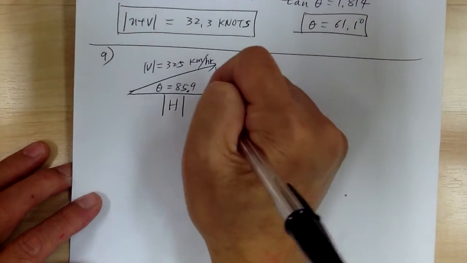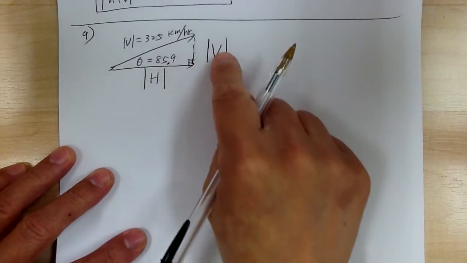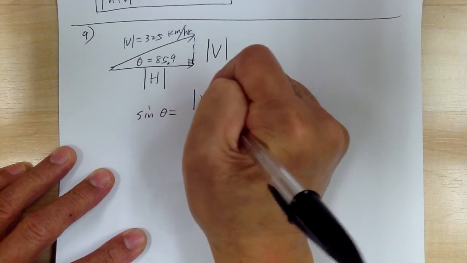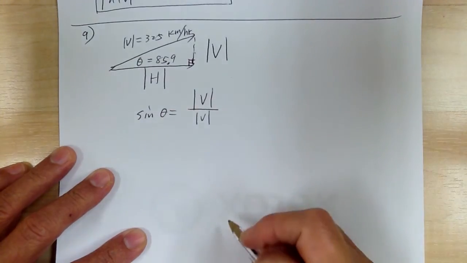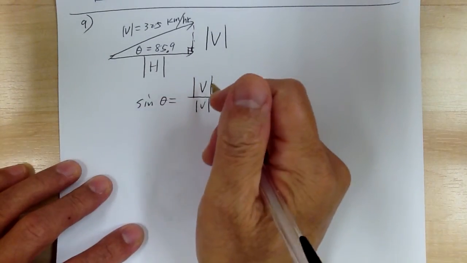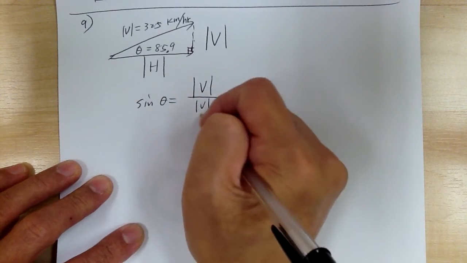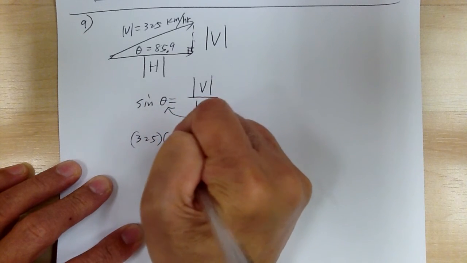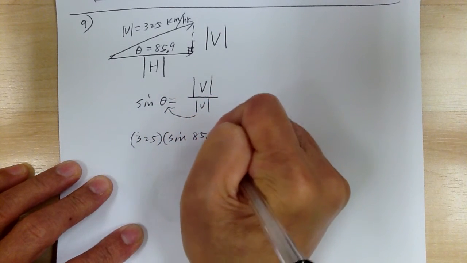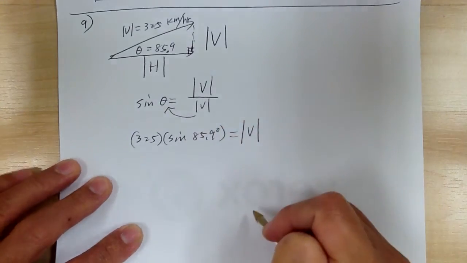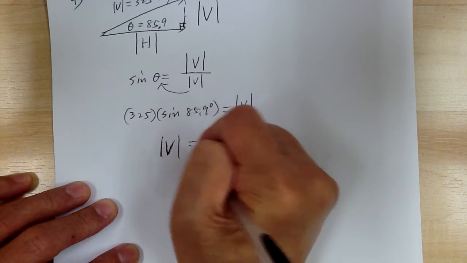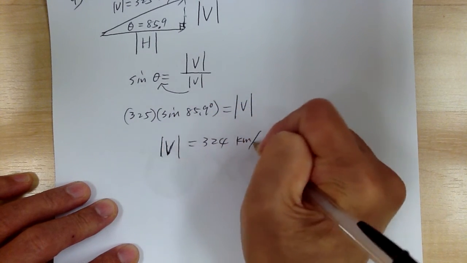So since this is a right triangle, you can use the trigonometric function. So this over this is sine. So sine theta equal to the big V over small v, and you can move it over. So move this over, and you can substitute. So you get 325 times sine of 85.9 degrees will equal to the capital V. So you work it out. The big V equal to 324 kilometers per hour.